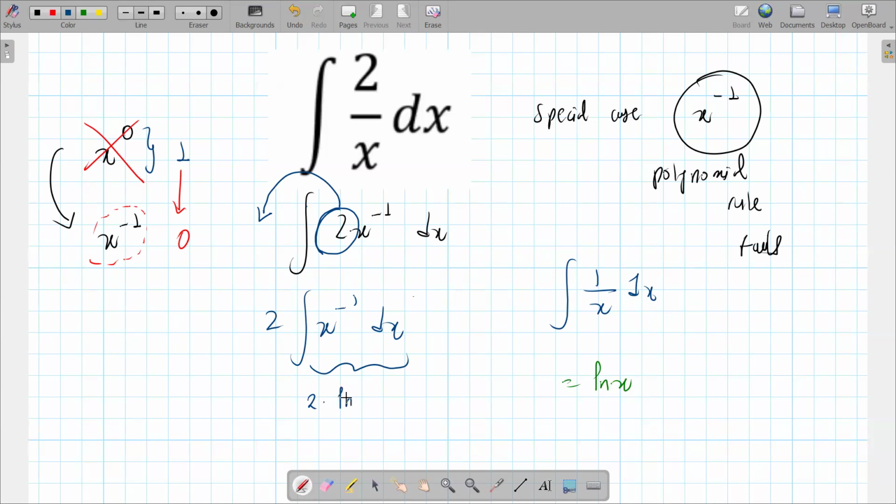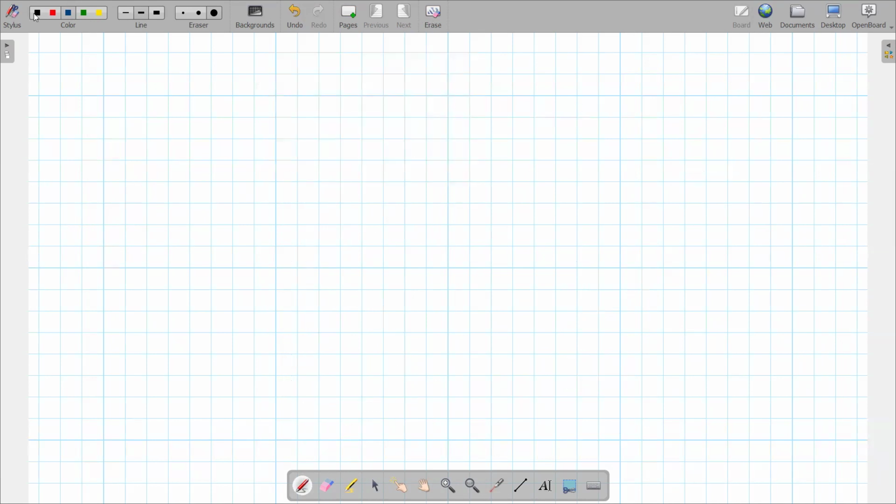And we know the integral of x minus 1 is ln of x. So this becomes 2 times 1 over ln x. I'm going to write it in this form. The integral of x minus 1 is ln x. And there you go. That's the final answer. Cool?